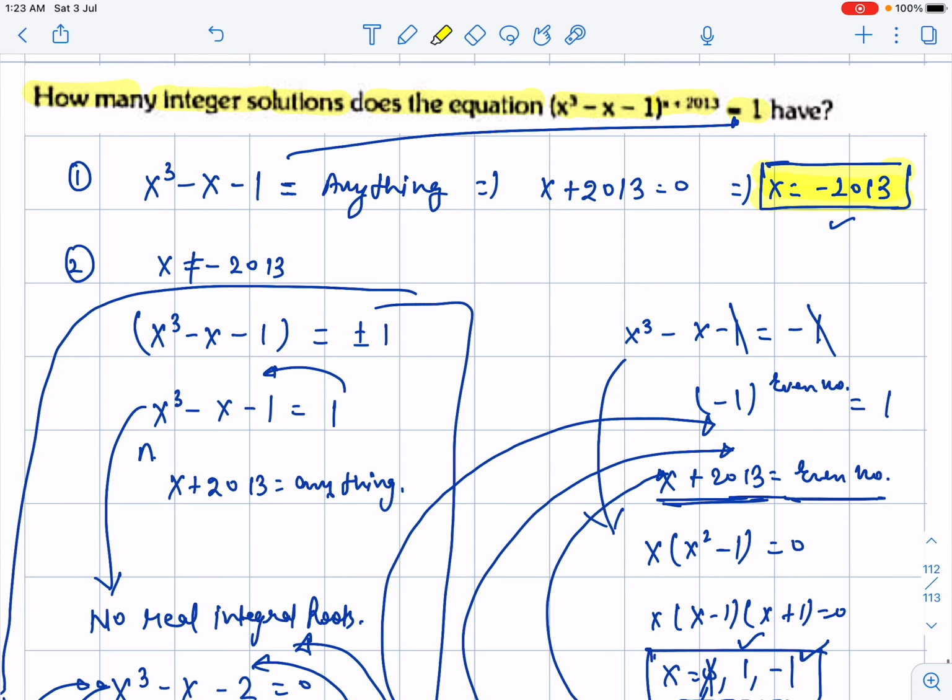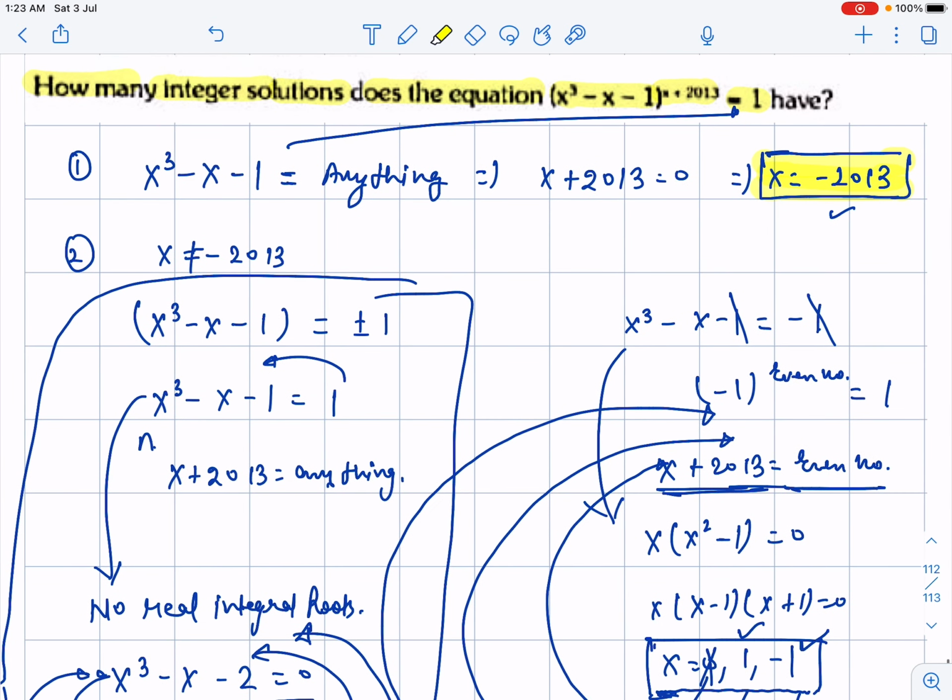This is quite logical. Okay, all these things we had studied in our 6th, 7th standard itself. The power of number, negative number to the power even, negative number to the power odd, minus 1 to the power even, minus 1 to the power odd.